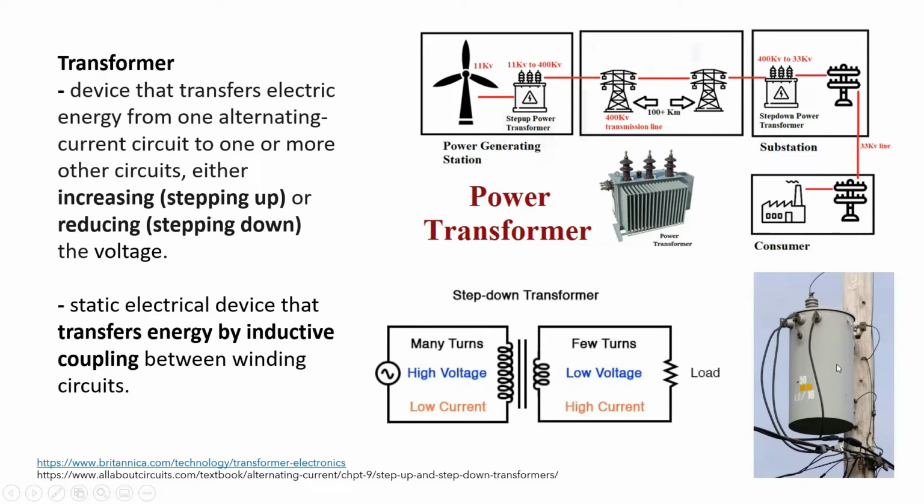So, kung ito makikita nyo sa mga poste, ganyan yung transformer. And then, sa loob niyan, ganito yung itsura. Kapag maraming turns, mas malaki yung voltage doon and mas maliit yung current. Tapos, this one kasi is a step-down transformer. Is-step down niya yan using few turns and then magkakaroon ng low voltage and high current. So, yung transformer, it's a static electrical device that transfers energy by coupling between winding circuits.